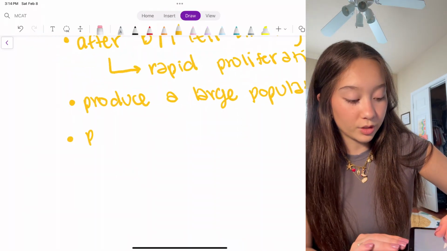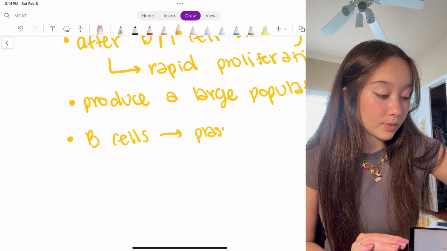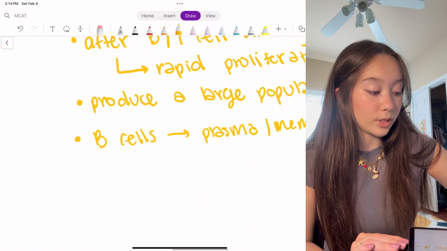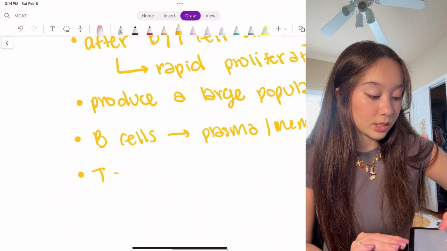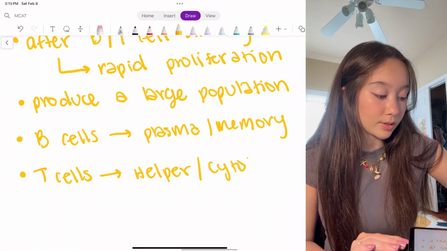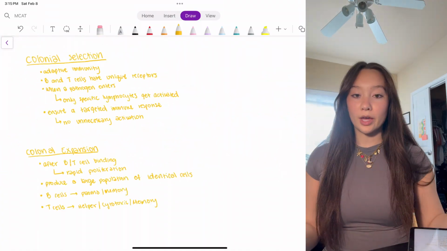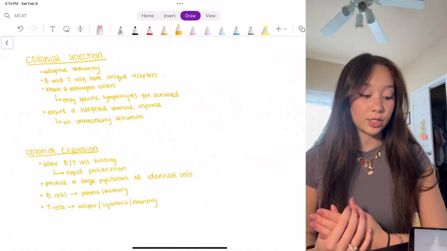And so I'll just quickly note that those B cells can go into plasma or memory, which we already talked about. And then those T cells can go into helper, cytotoxic, or even just memory T cells. So that is pretty much everything for colonial selection and expansion.